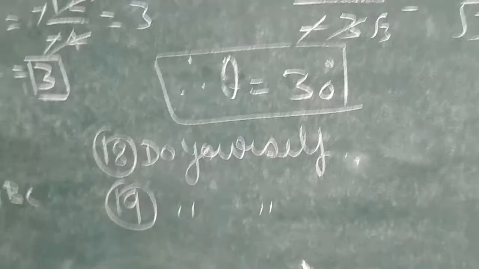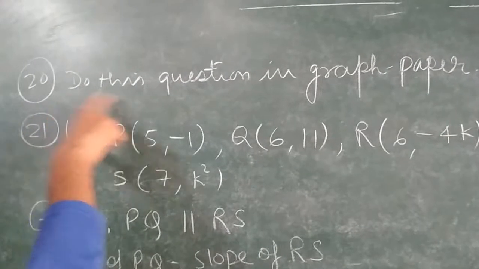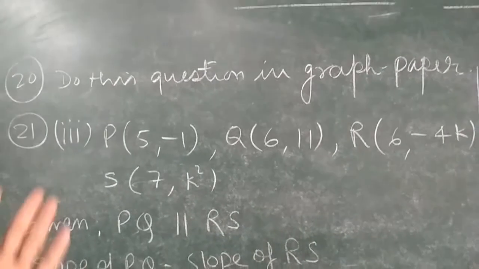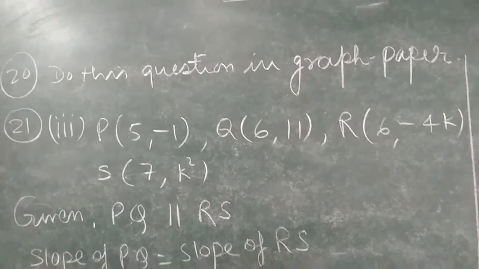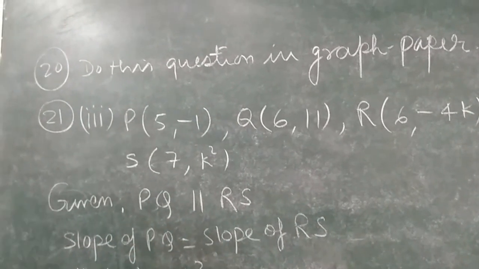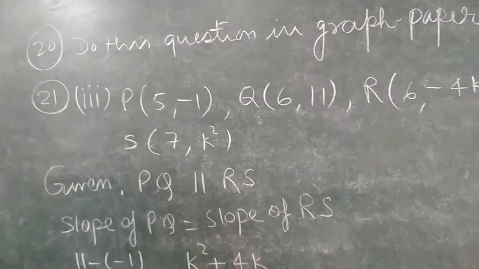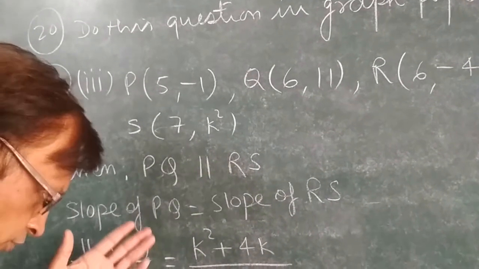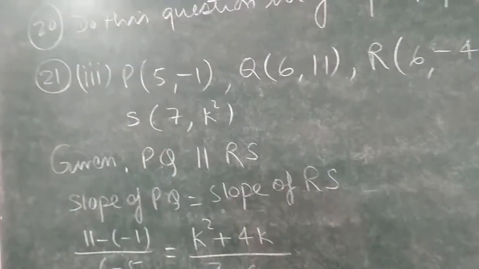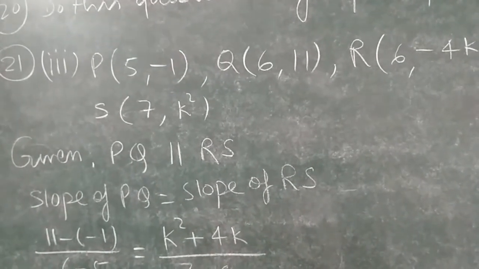Just try yourself. If you have any problem, later on you remind me. Question number 20. Do this question on graph paper. First you have to try yourself because you need graph paper for this question. I hope you can do it yourself because you have to mark the points, then join the vertices and give the answer for the figure so obtained. 21 third part. The first and second parts are based on the same method, so you have to apply the same method for them. But the third part is a little bit difficult, so that's why I take the third part here.